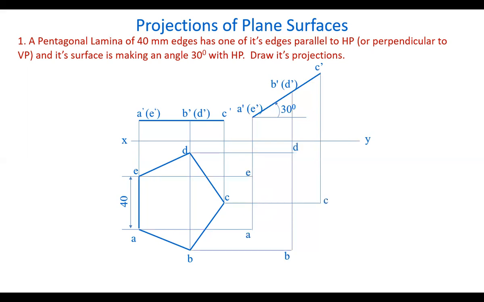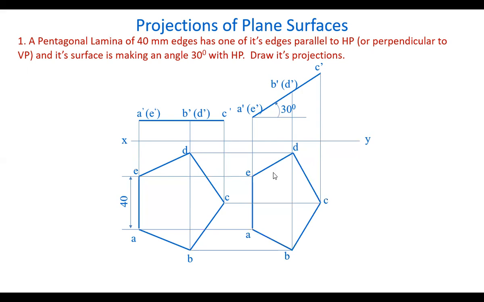Now draw horizontal lines from all these points. A dash is here and A is here. From this, we have drawn a horizontal line, and from A dash, a projector. These two will intersect here at a point called A, because this is the top view. Similarly, B dash and B intersect at B. Like this, we get all the 5 points here. Join them by straight lines. You get the final figure like this. So this is the final projection in the front view, and the final projection in the top view.